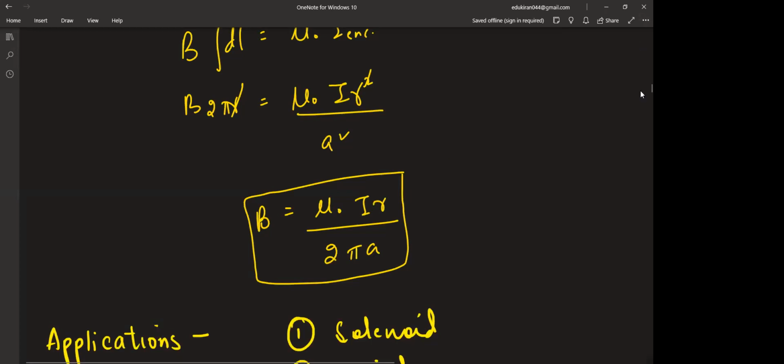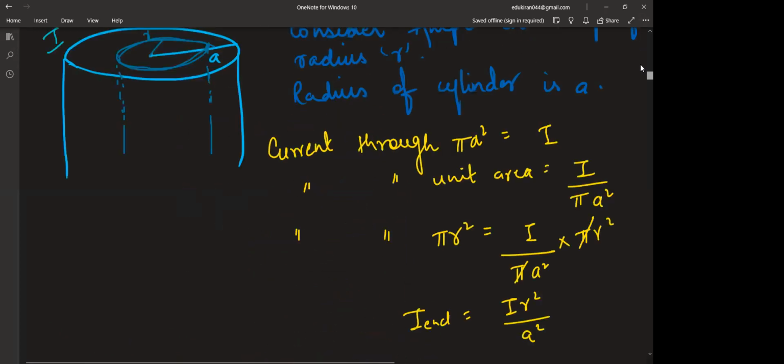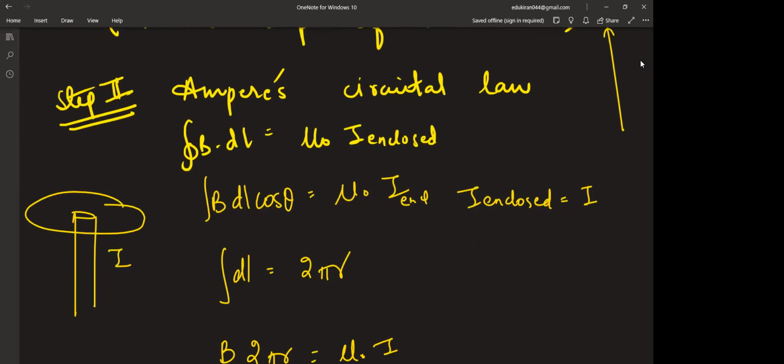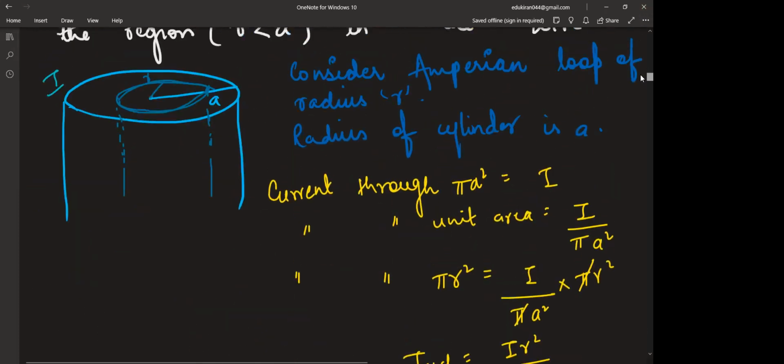Fine. If it is outside, outside is this. Had the same wire, and we have to take the point outside, nothing will occur. Current enclosed will be I. I enclosed will be I. This will be the same. This difference will not be there. Write it down.